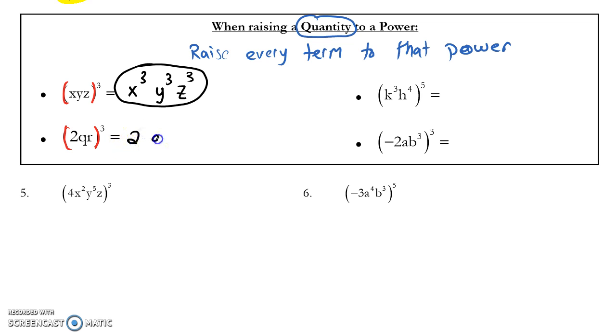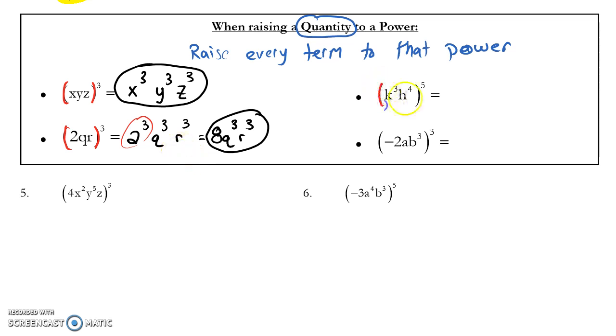The 2, the q, and the r all get raised to the 3rd power. The only difference here is that I now want to take this number and raise it to the 3rd power. So use your calculator if you don't know how to do it in your head and type it in. 2 to the 3rd power should give you 8. So I want to simplify any of those numbers. q to the third power, r to the third power gives me my final simplified solution.